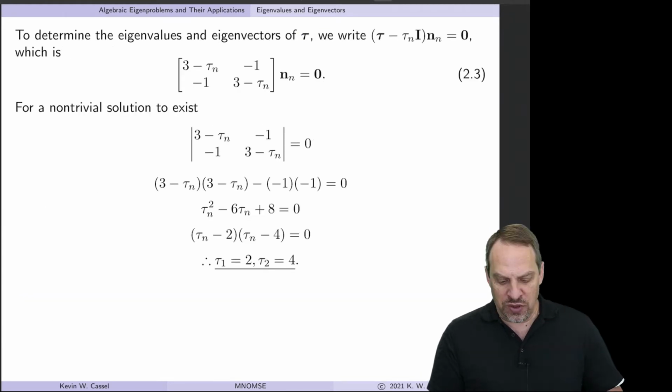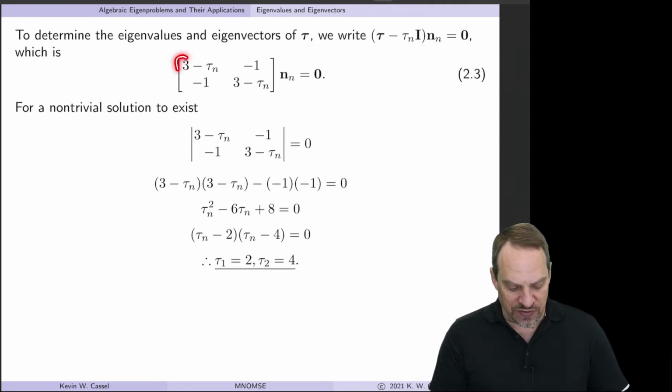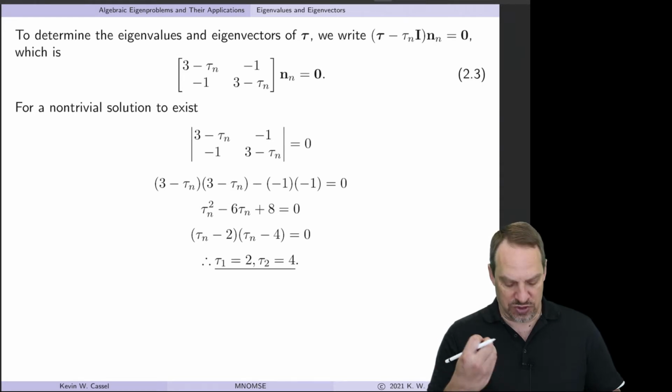The objective now is to get the values of lambda, we'll call them tau because they are stresses. So the eigenvalues: (tau minus tau n I) times n sub n will be the eigenvectors. We want to find the values of the eigenvalues for which we get non-trivial solutions for the directions n, those are the principal axes. So we have our original matrix, 3 -1, -1, 3, and then we subtract off the eigenvalues on the diagonal. We set the determinant of that 2x2 matrix equal to 0 in order to find the values of tau, the principal stresses.